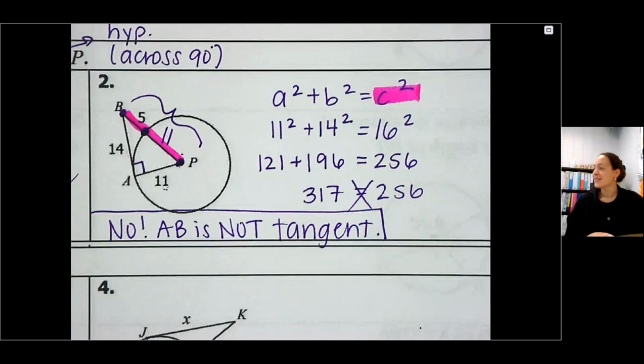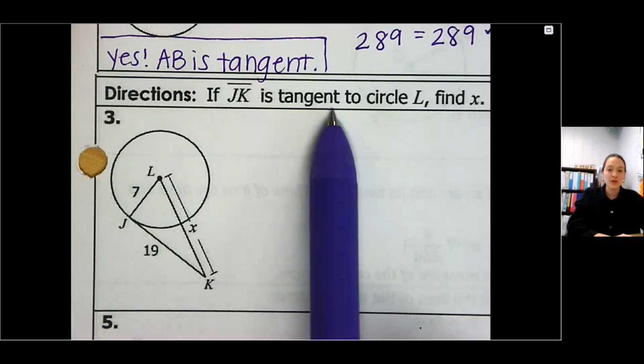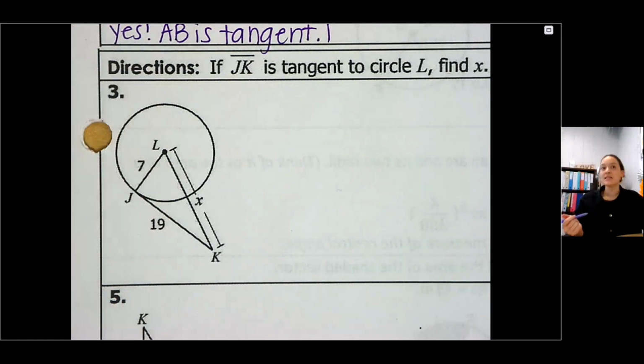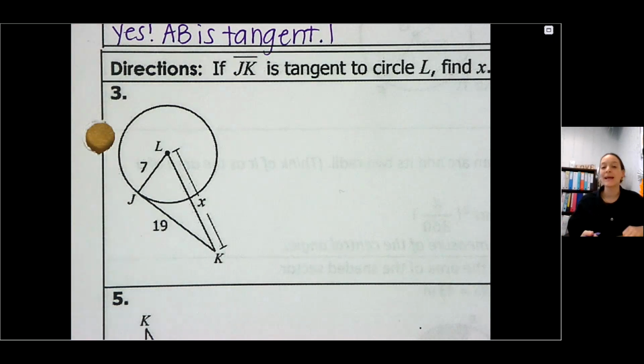Feel okay? All right, we're going to do one or two of the unknown ones where we find the length ourselves, and then we'll skip over to the back. So in 3 through 6, this time I'm telling you that segment JK is tangent to the circle, so you're finding the length of X. Obviously that means it should be a right triangle, and you are just solving for the unknown side length. So in number 3, where does your right angle go?